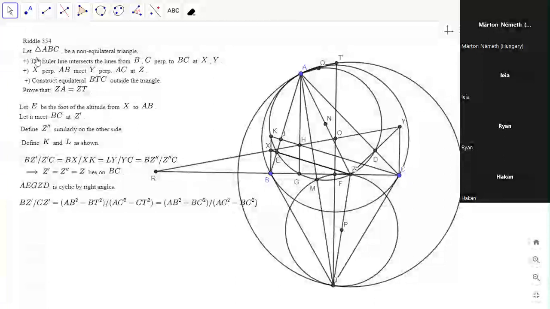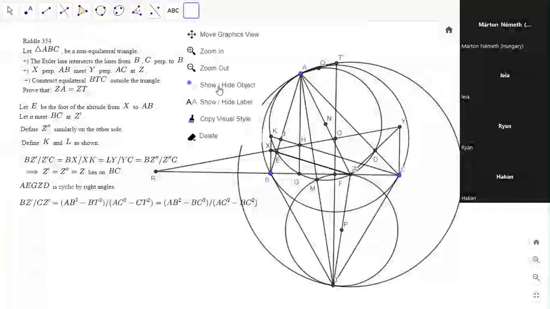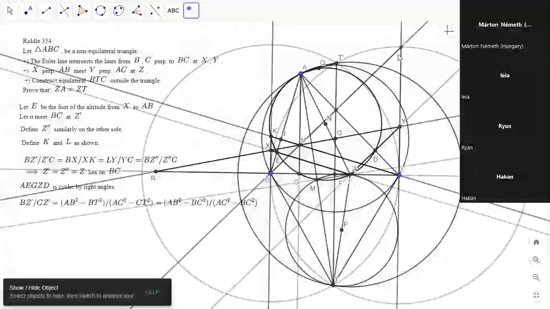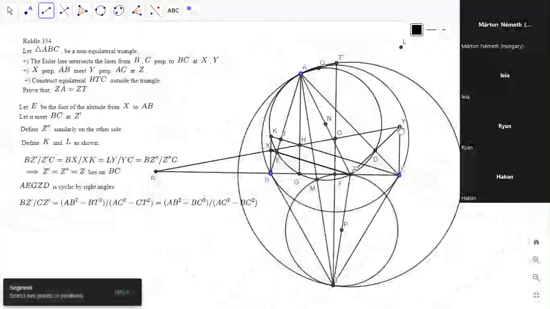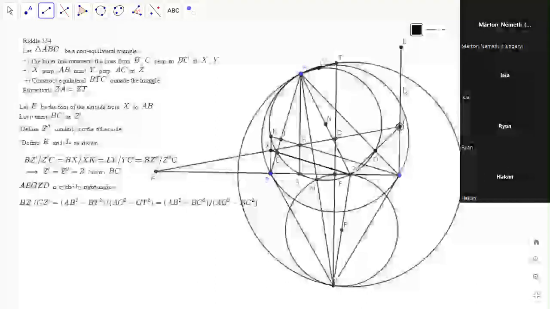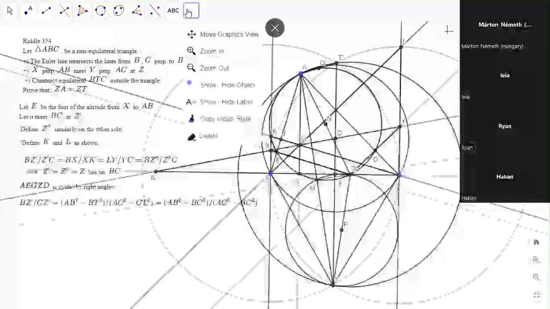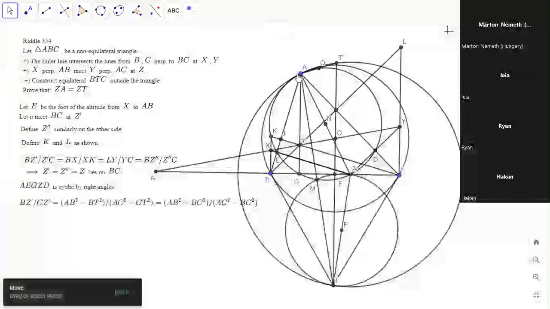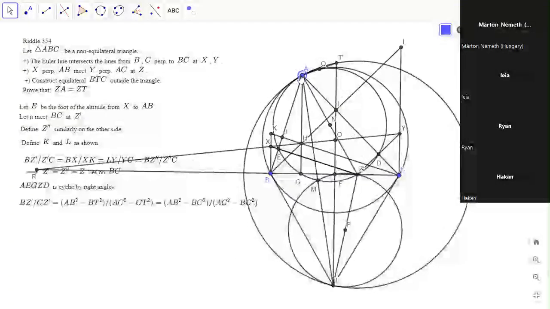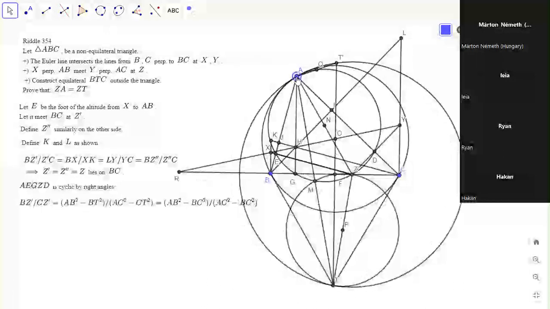So let me unhide a couple things. Point L here. And this point I'm going to unhide. And it, I mean, this does not pass through OF, so I don't want to make it look like that. I think that's okay.